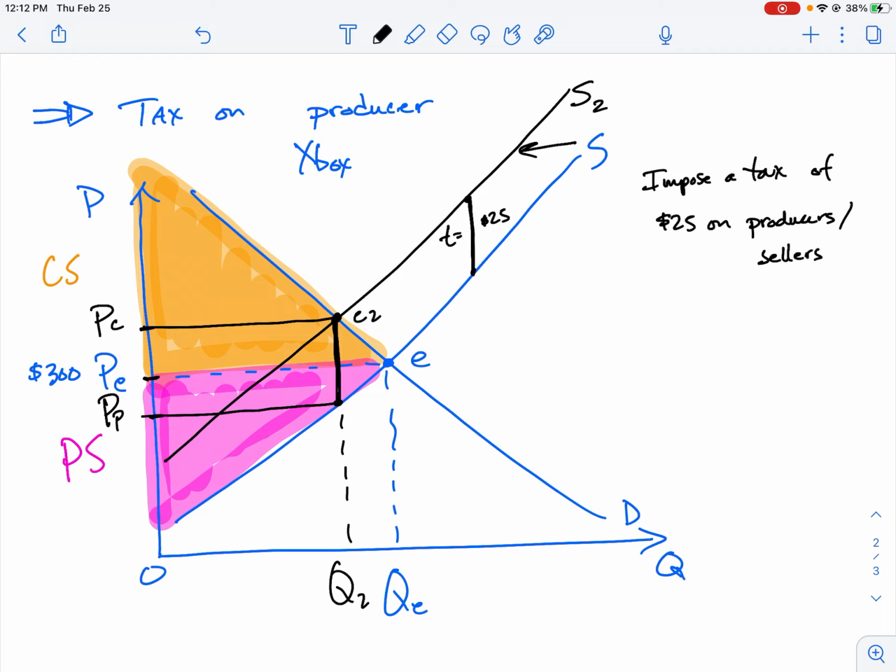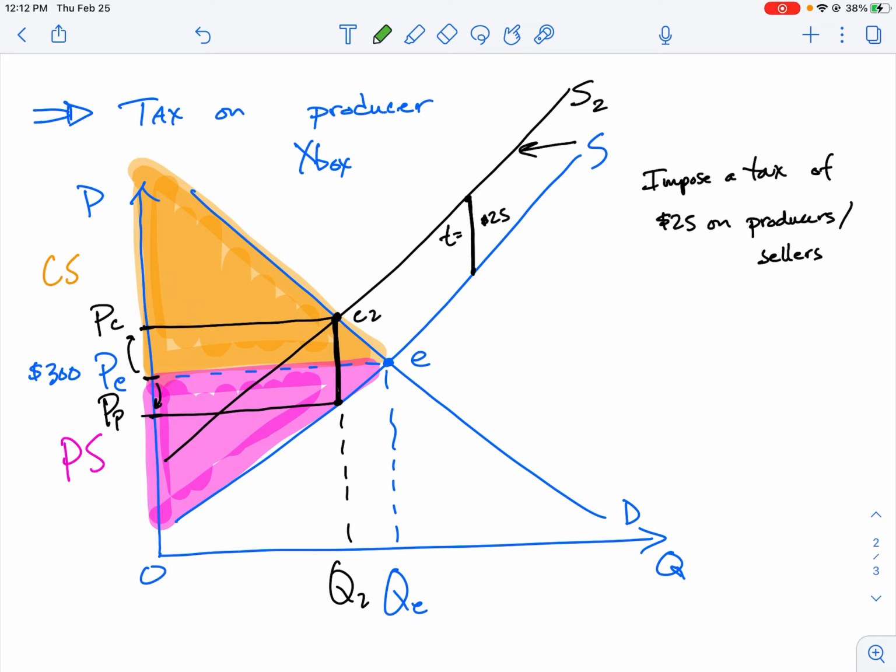So there are a couple things going on here. The consumer is paying a price that's higher than they used to have to pay, but the producer is keeping less money after paying the tax than they did before. And where does that money go? Well, let's highlight that area. That goes to the government, right?